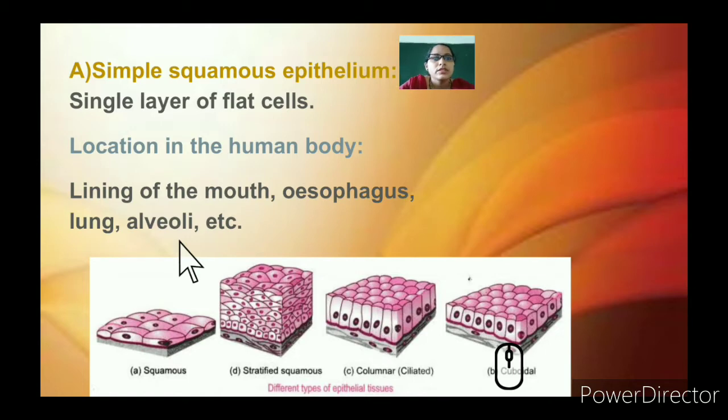So what are the different types of epithelial tissues? Let's learn now. Simple squamous epithelium. You can see squamous epithelium in the picture here. They are a single layer of flat cells. So where are they located in the human body? They are located in the lining of the mouth, in the esophagus, and in the lungs, the alveoli.